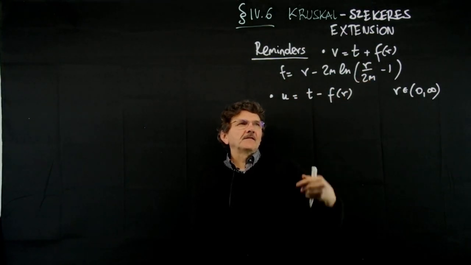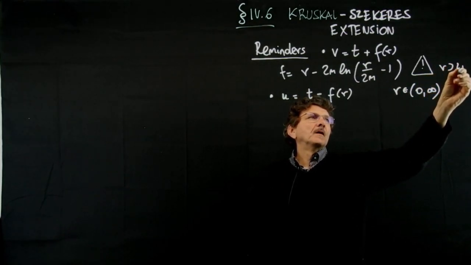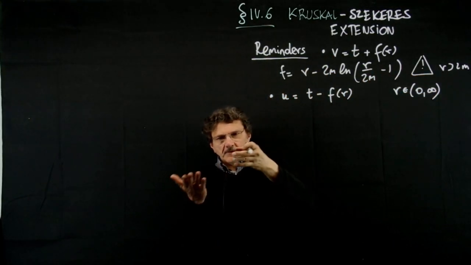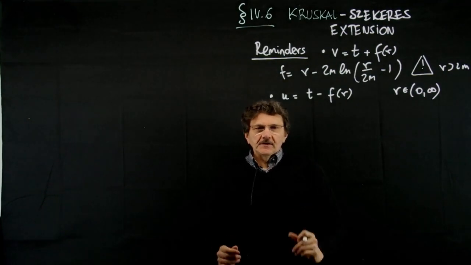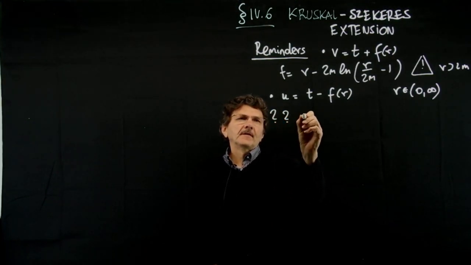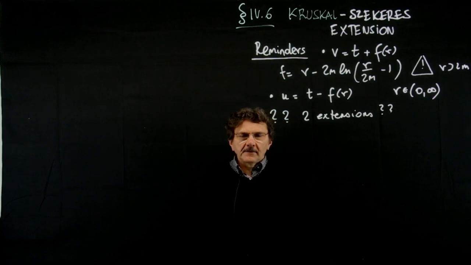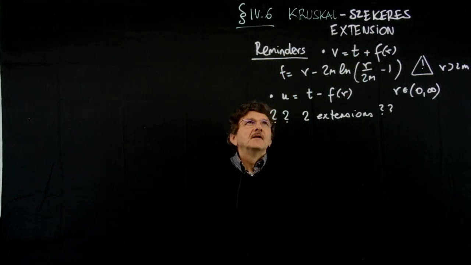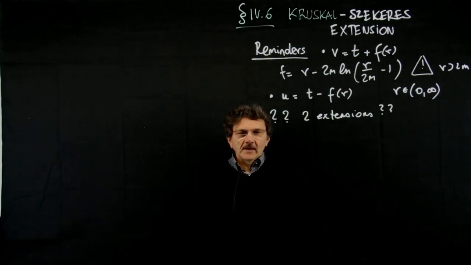Note that this function f doesn't make sense at r equal to 2m. In fact, it needs r larger than 2m. So we introduce these coordinates v and u in the region r larger than 2m, and we then extend the metric to all of this. And now, when we did that, we got two extensions. And one way of understanding what's happening has been given to us by Mr. Kruskal and Szekeres.